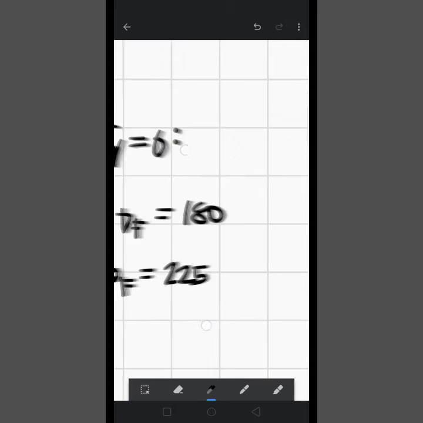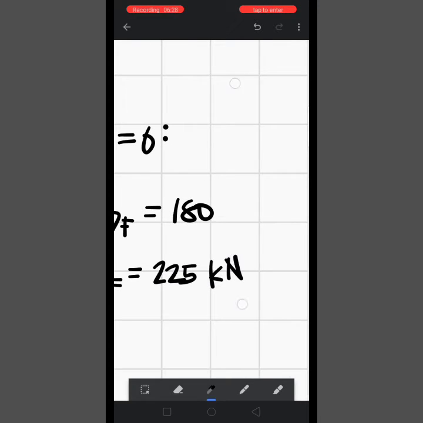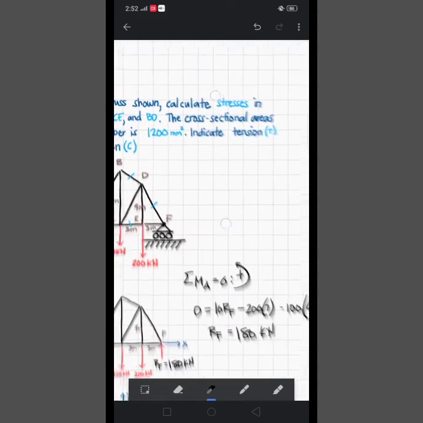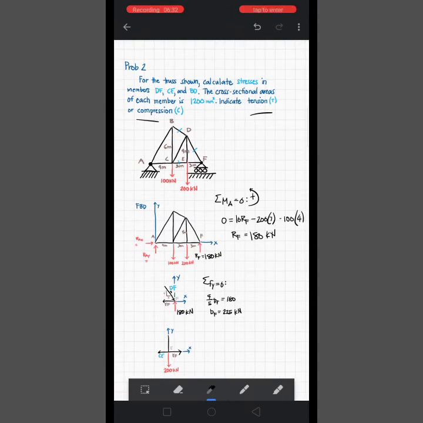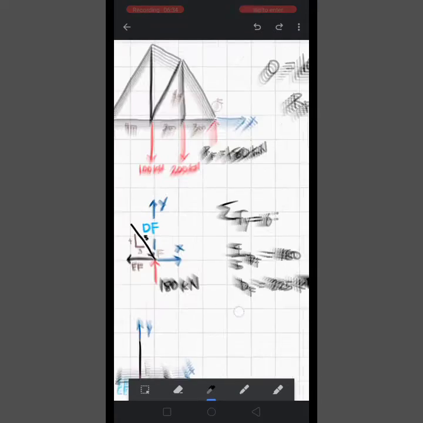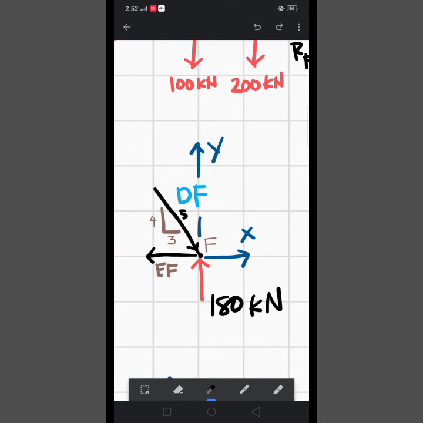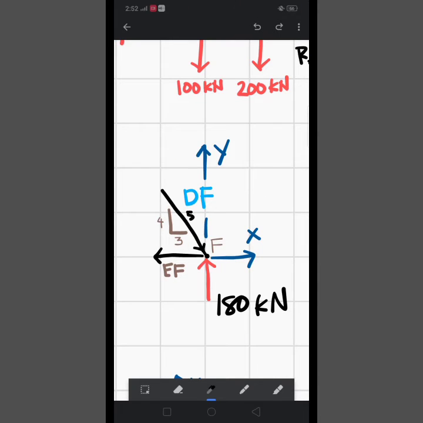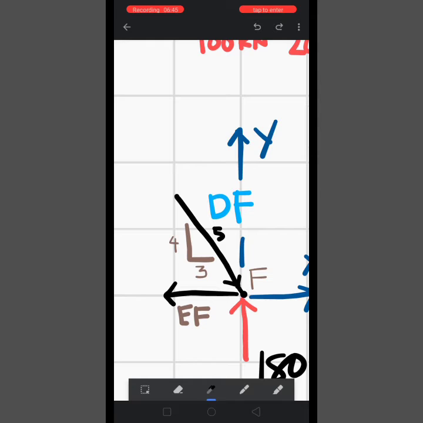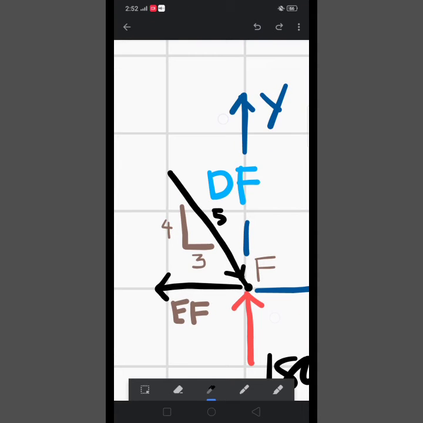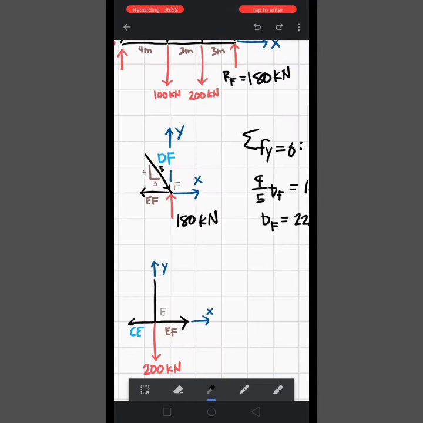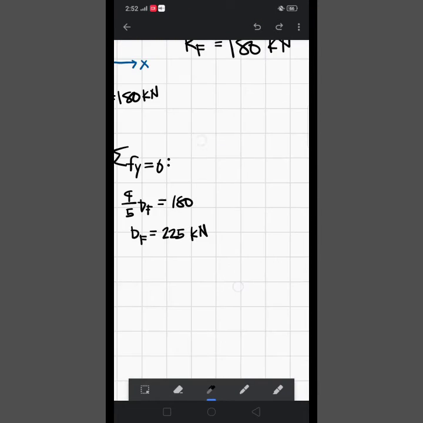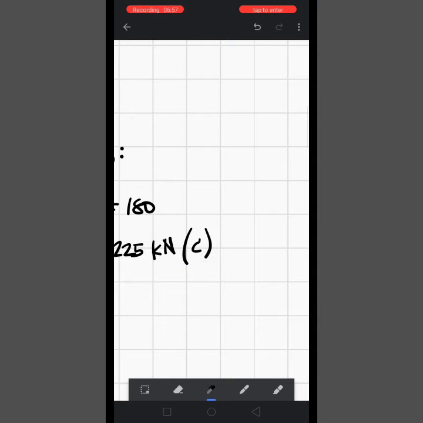225 kN. And we are also tasked to indicate whether it's tension or compression. Since here our arrow is going down, or going to the point, that's compression. Else, if it's not, if it's pointing away, that should be tension. Since that's going to the point, this DF should be in compression.